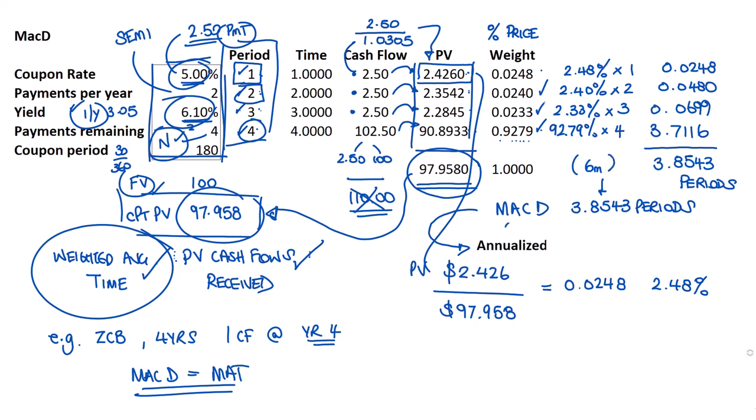If I want to quote that in years, 3.8543 periods, if they're 6 monthly periods, divided by 2 gives you 1.92715 years. Macaulay duration is typically quoted in years. If you calculate it using semi-annual periods, you must divide by 2 to quote that as an annual figure. That simply goes through piece by piece how to calculate it as a PV so you understand what it is. As I say, we'll do another video to go through what it means, how we use it, how important it is.